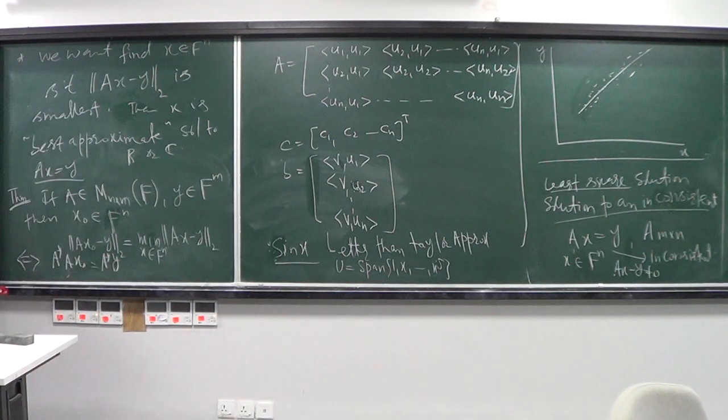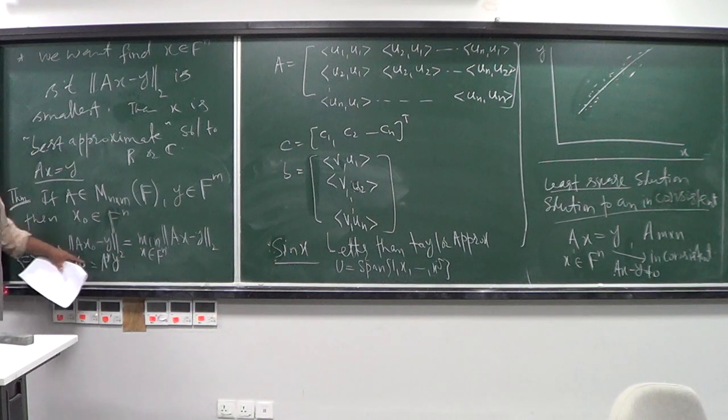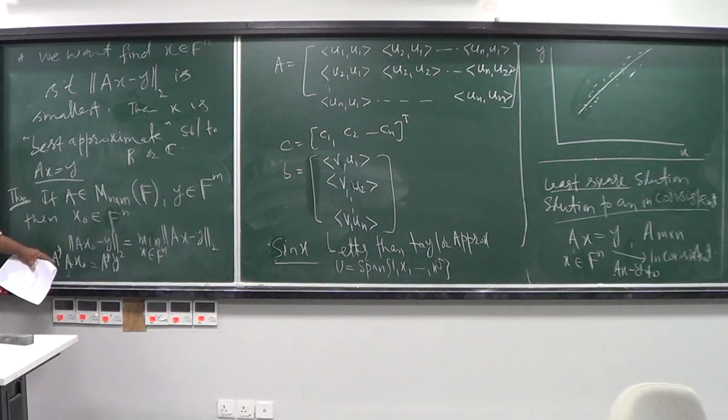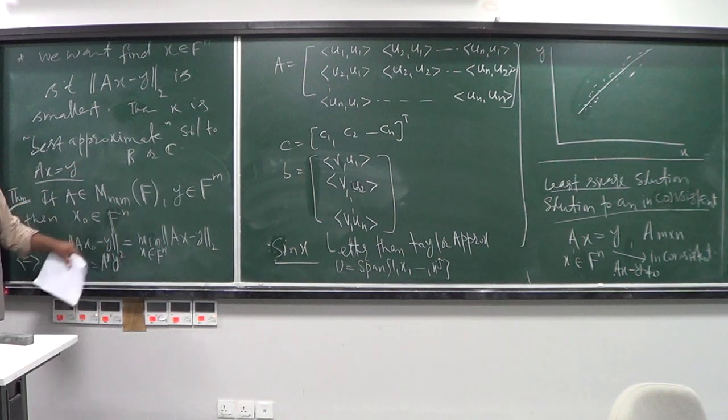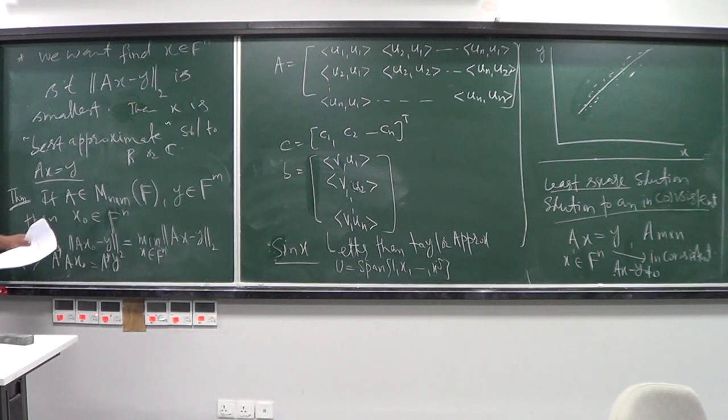So if you want to find a best approximate solution to an inconsistent system, then solve this system. Any solution of this system, where A star means the conjugate transpose, is going to be the x that best approximates the y in 2 norm, or the difference between Ax naught and y is minimum. It's not zero, but it's close to zero.